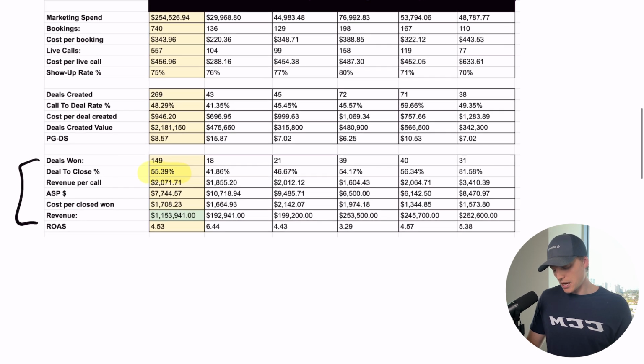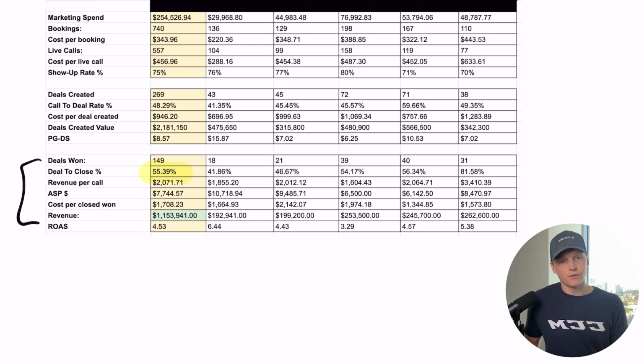Of the deals we were opening, 269, we closed 149 of them. Okay, this is really important. It is right in the area that I want it to be. It's almost too high. And I'll tell you why. Grant, how could it be too high? We want to close 100% of our deals.